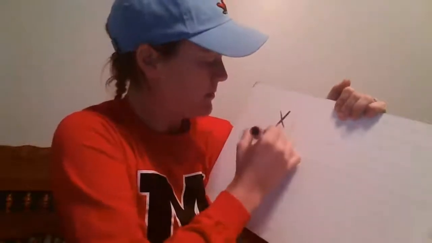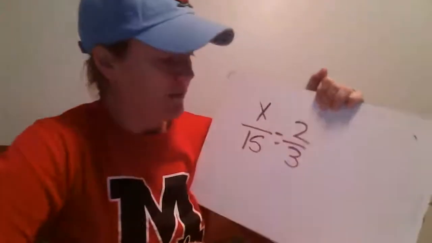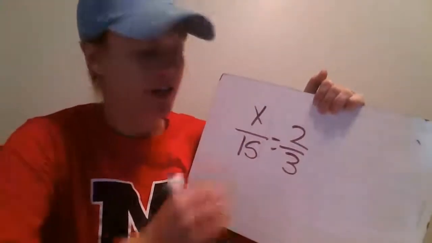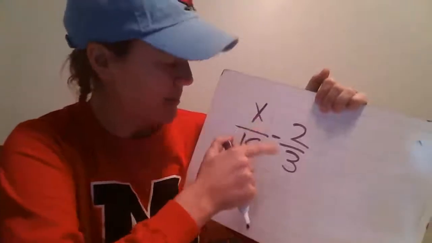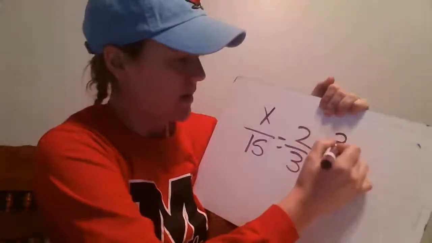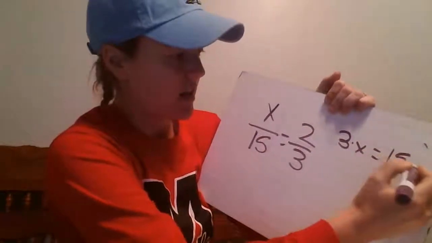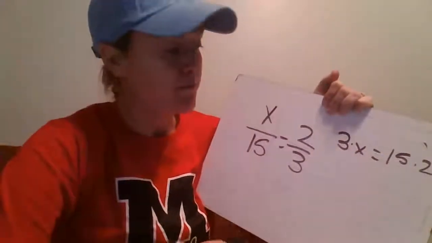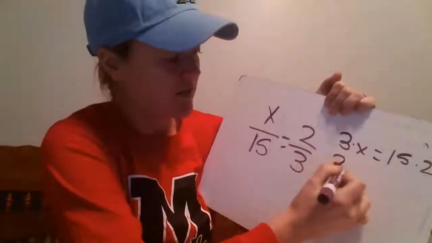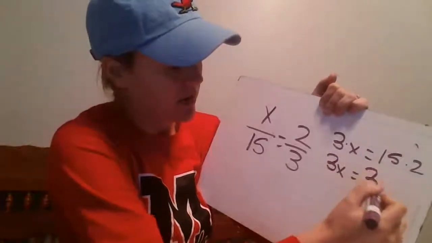So if we look at example 3, it says x over 15 equals 2 over 3. Now, with our cross product, we can cross multiply x times 3 and 15 times 2, because they are diagonal from each other, right? So 3 times x is 3x. 15 times 2 is going to be 30.